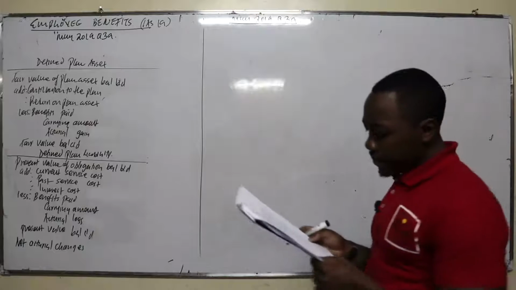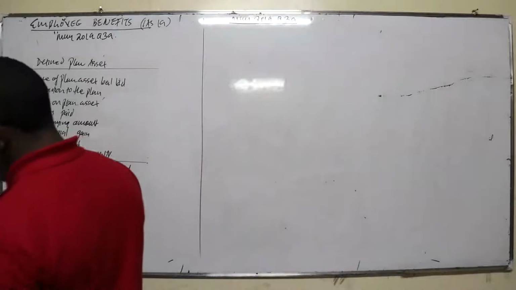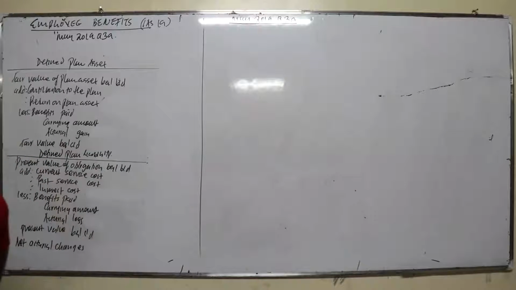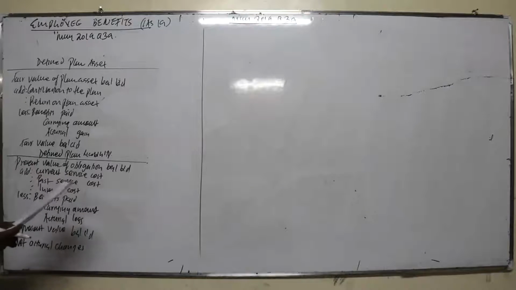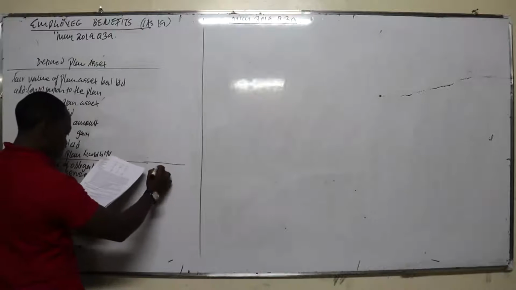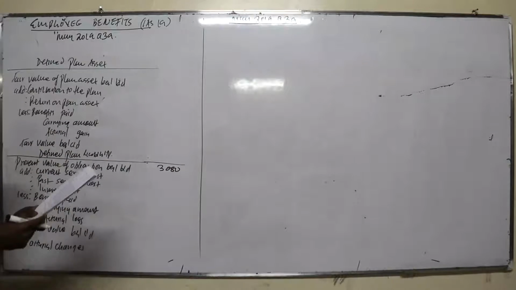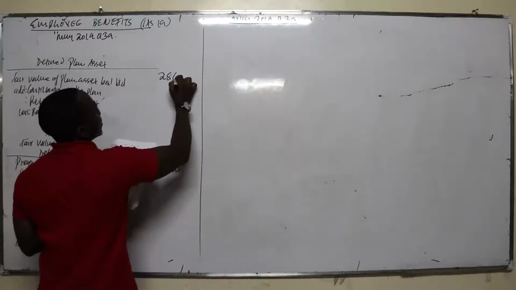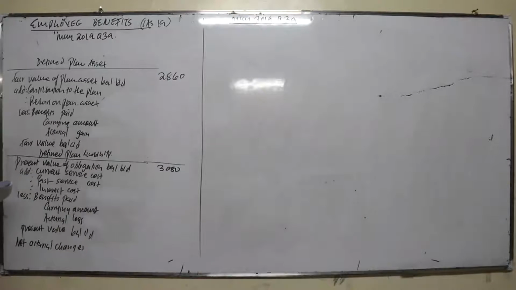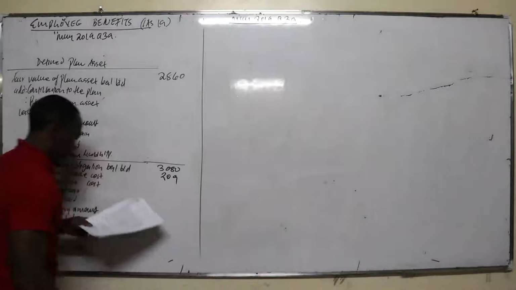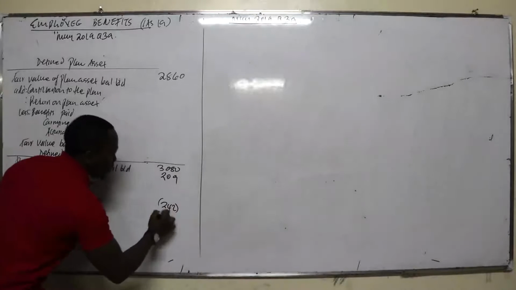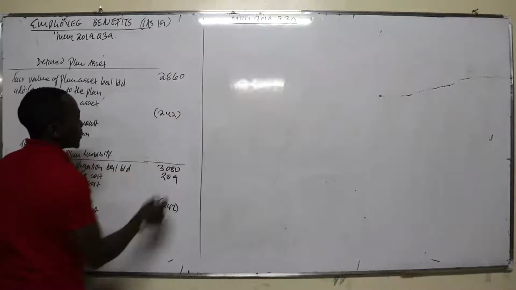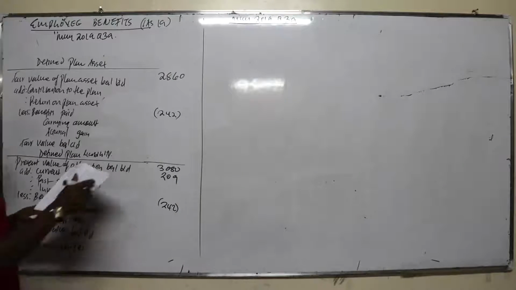So W Limited, a public limited company, operated a defined benefit pension plan for its employees. The present value of the future benefits obligation as at 1st January 2018 was 80. That's the present value of obligation. And the fair value of the plan asset was 2860. Further information relating to the pension plan for the year ended 1st December 2018 was as follows. Current service cost 209. Benefits paid to former employees 242. Contribution paid into the plan 259.